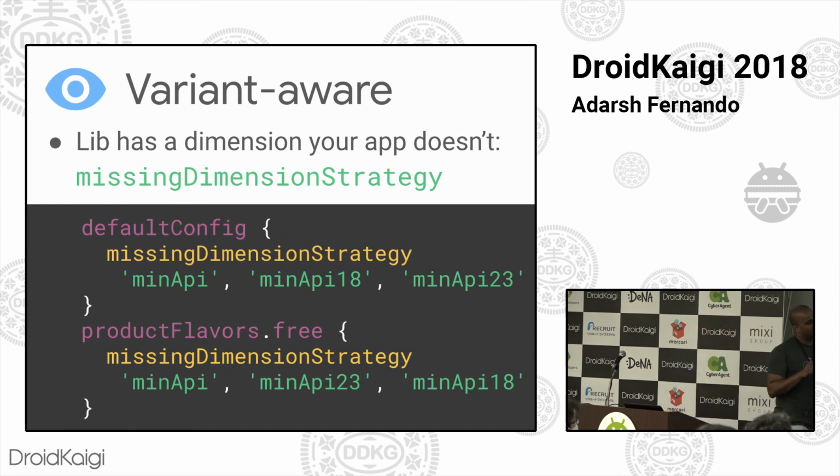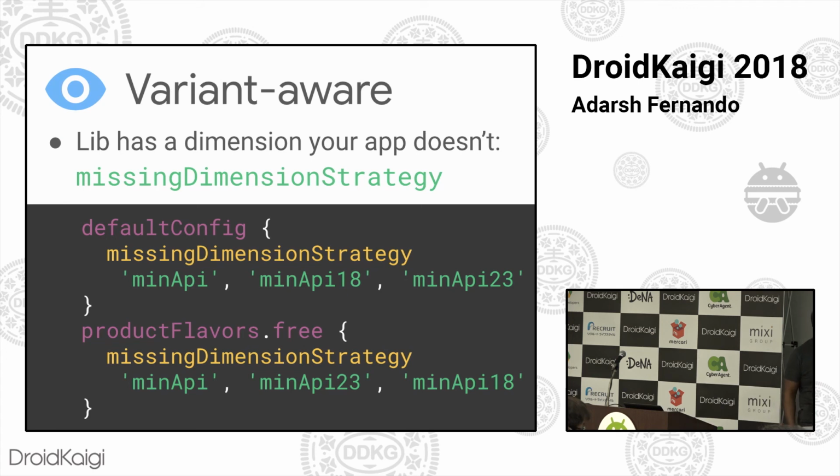This one you can configure in the default config, and that's because if there's a whole dimension that your app isn't configuring, and you want this strategy to apply to all your flavors, you can just put it in the default config, right? So here's the default, like for min API, pick 18 first. If 18 is not available, pick min API 23. Actually, let me just back up to be clear. So the first argument here is the dimension name. So min API, when Gradle encounters a min API dimension, pick that flavor. If that's not found, then pick that flavor, right?